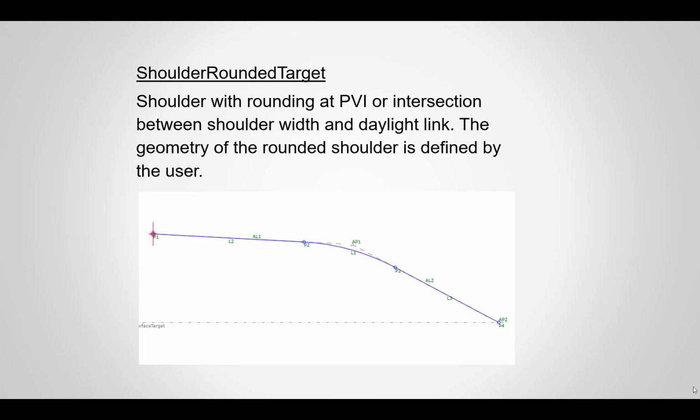It's going to get us used to using auxiliary points, auxiliary links, and a radius as far as the shoulder to daylight transition goes. So it's a fairly basic looking example, but it will help us get used to some of these additional and more advanced tools. So let's jump into Subassembly Composer and get this one done.